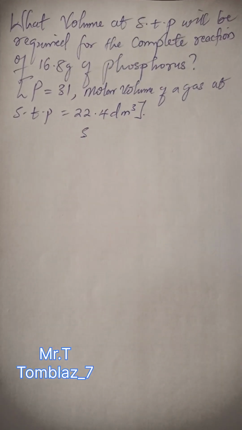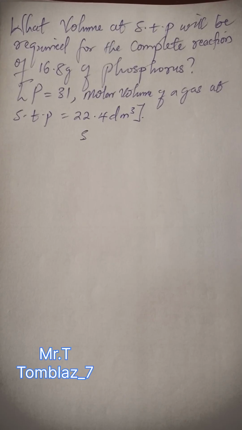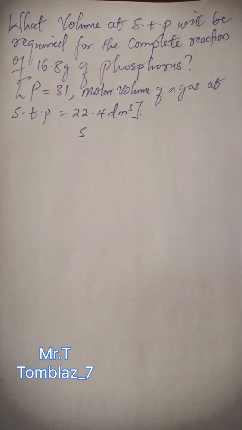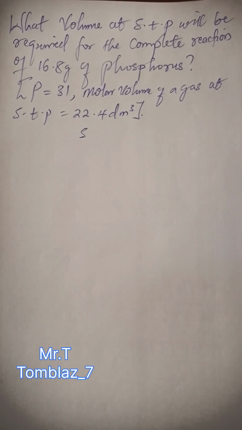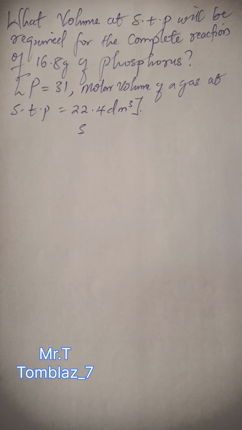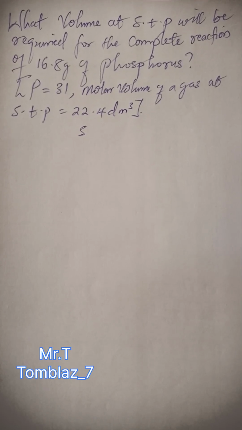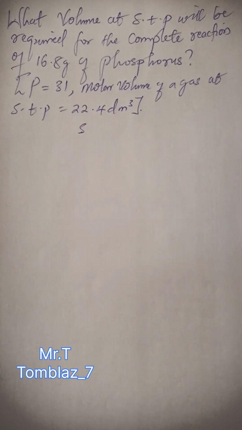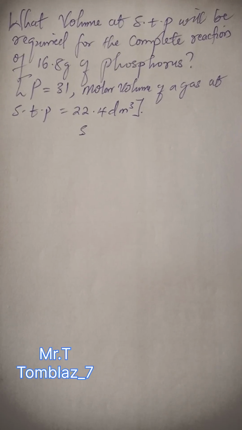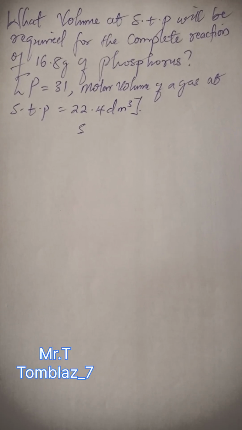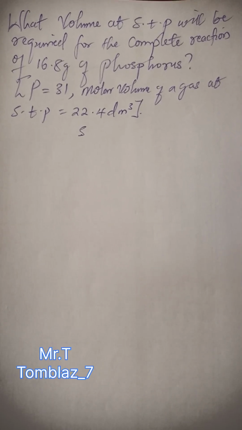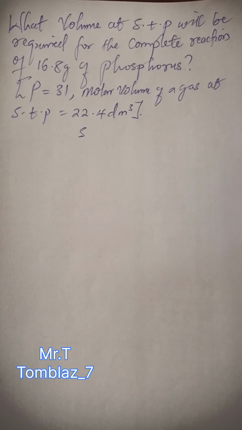So today I have this question that says: what volume at STP would be required for the complete reaction of 16.8 grams of phosphorus? They gave us the atomic mass of phosphorus to be 31 and the molar volume of a gas at STP is 22.4 dm cube. Alright, solution.